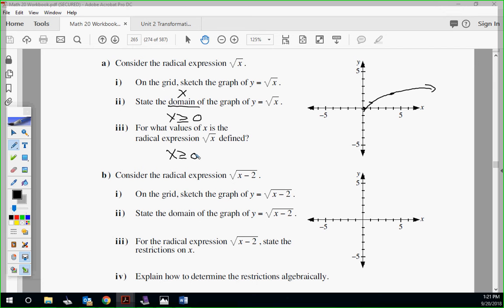Let's talk about b now. Now they threw an x minus 2 in there. How does that change things? On the grid, sketch the graph. Let's plug things in. If I plug 0 in, can I do that? What's 0 minus 2? -2. Can't do it. Has to be 2 more now. So if I put a 2 in, now I'm at 0.